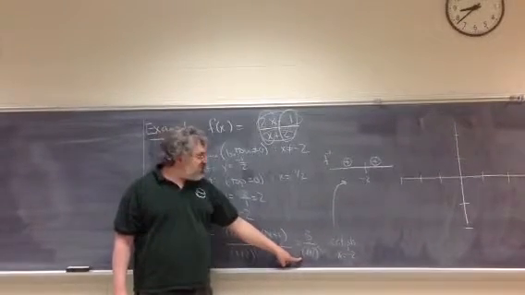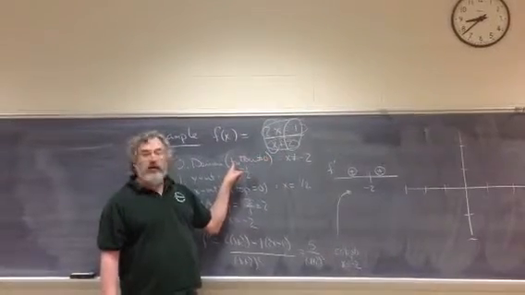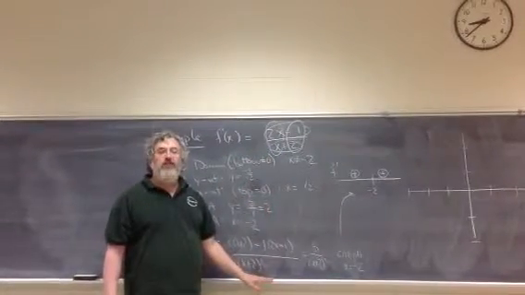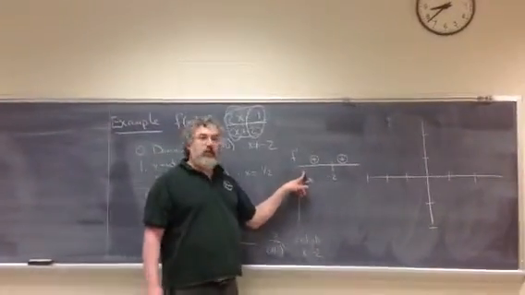Some people would say x is minus 2 is not a critical point because you can't even plug it into the function. It's not in the domain. I'm going to call it a critical point because it's critical to how the graph looks. Here's our derivative graph.